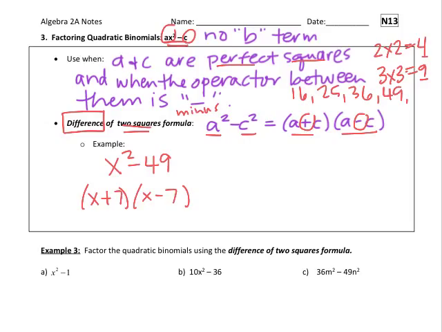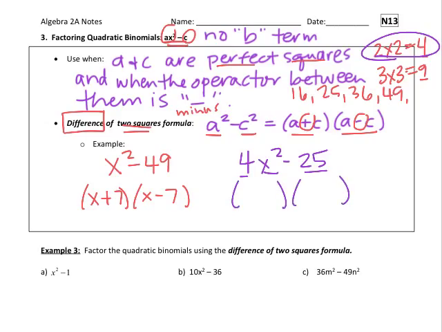All right, and then another example would be, let's say 4x squared minus 25. The 4 is a square. Remember, we said that was 2 times 2. X squared is a square, and 25 is a square, so we can break that down into two binomials. One is going to have a plus, one is going to have a minus. The square root of 4 is 2, and we have the square root of x squared, which is just x. So 2x in this one. And then, of course, we have the square root of 25, which is 5. So there's our final answer.